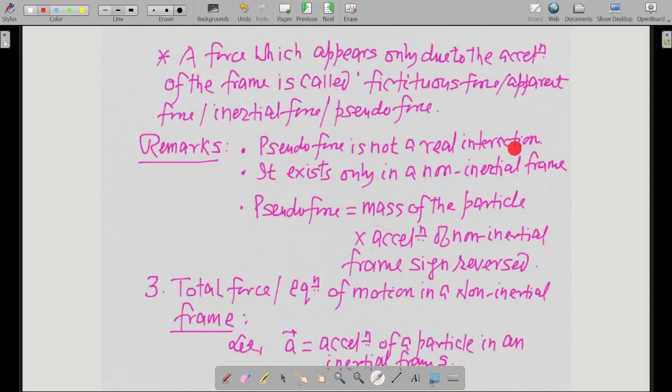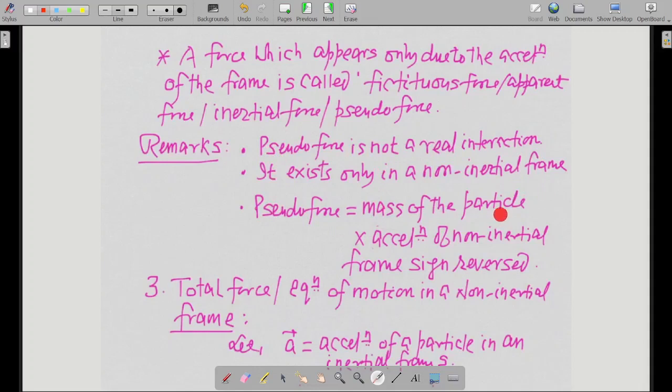Remarks: pseudo force is not a real interaction. It is clearly not a real interaction. It exists only in a non-inertial frame. So these two statements are clear: pseudo force is not a real interaction, and it exists only in a non-inertial frame.